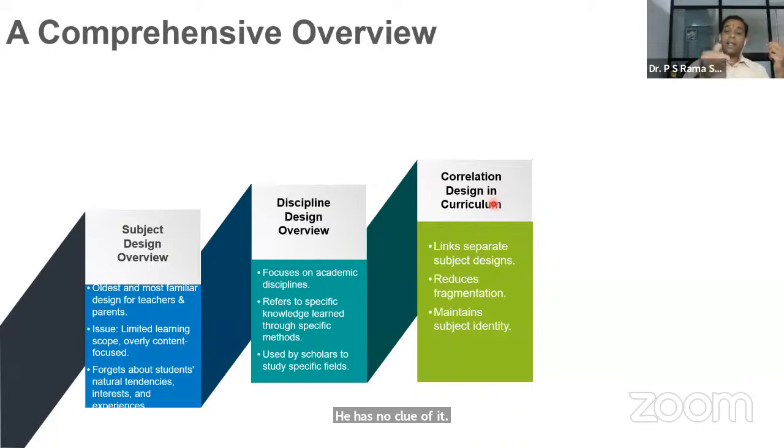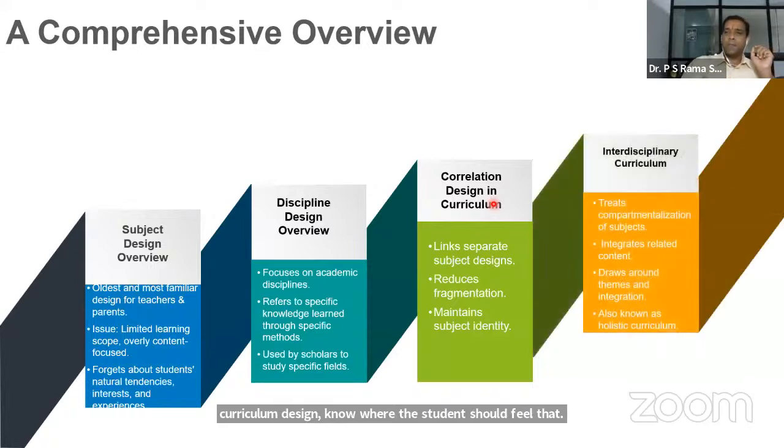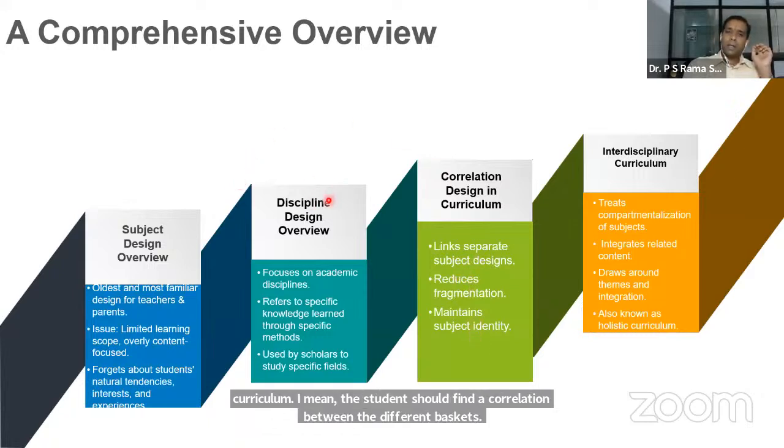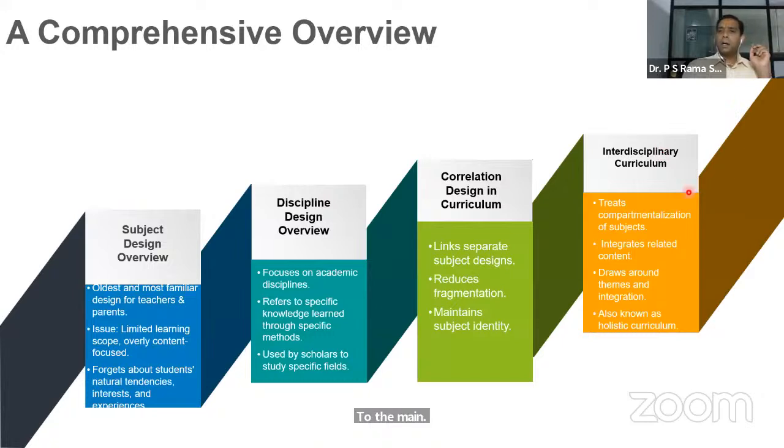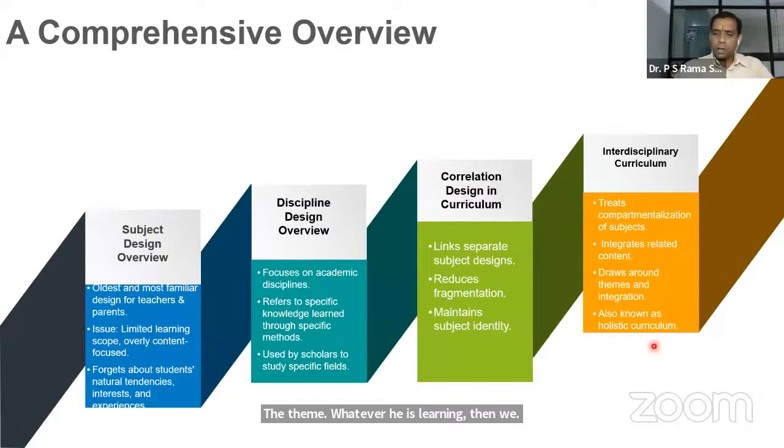That is because the curriculum is not designed well, the subject is not designed well. So the subject design has to fit into the discipline design, has to sync into the overall curriculum design. Nowhere should the student feel that the chain link is missing. It's all connected events. And then interdisciplinary curriculum. This is just a correlation of the curriculum, meaning the student should find a correlation between the different baskets and the main theme, whatever he is learning. Then the interdisciplinary curriculum integrates the related content, it draws around themes and integration, and it's also known as the holistic curriculum.